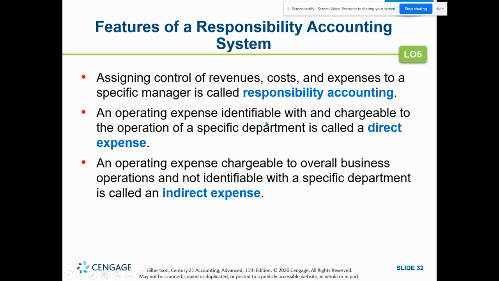So it says an operating expense identifiable with and chargeable to operation of a specific department is called a direct expense. And then an operating expense chargeable to the overall business, like utilities or the rent, would be overall. But if we had something like advertising for grills, that would be a direct expense. I hope that makes sense. So if it's indirect, that means it will cover the whole business, like rent, utilities, phone, that kind of thing. And then direct would be something that is specific to one of our 2 ways to earn income.